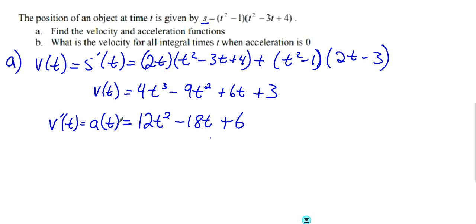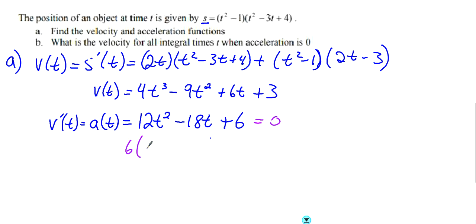Sorry, part A is done. Now, what is the velocity for all the integral times when the acceleration is 0? So basically, we need to find out when the acceleration is 0. So we set this equal to 0, and then we factor to find our zeros.